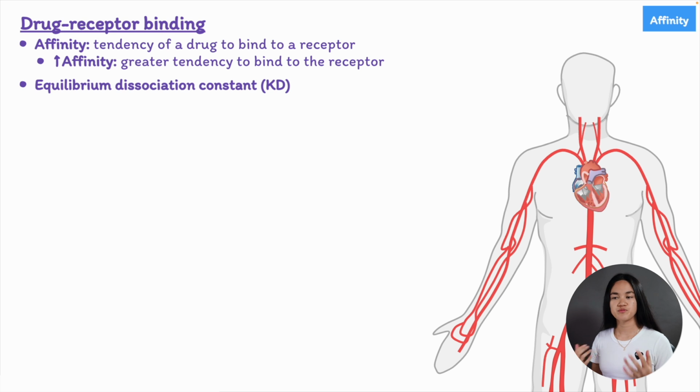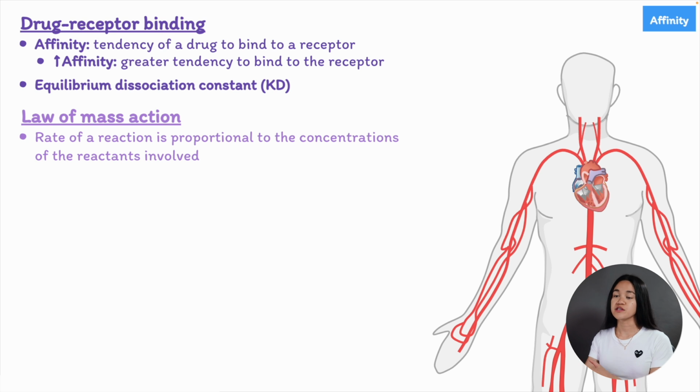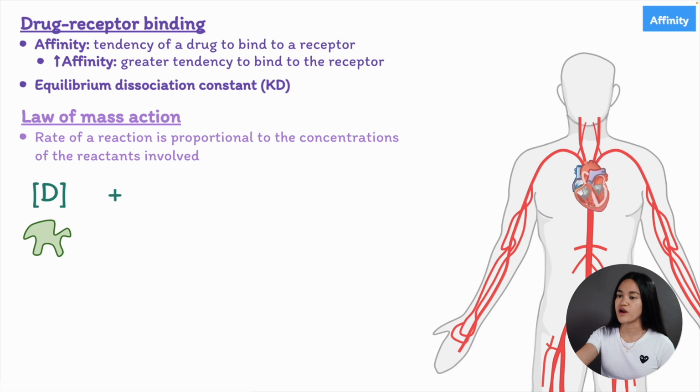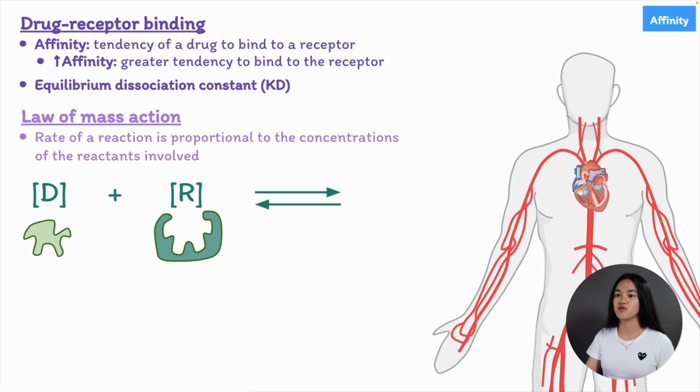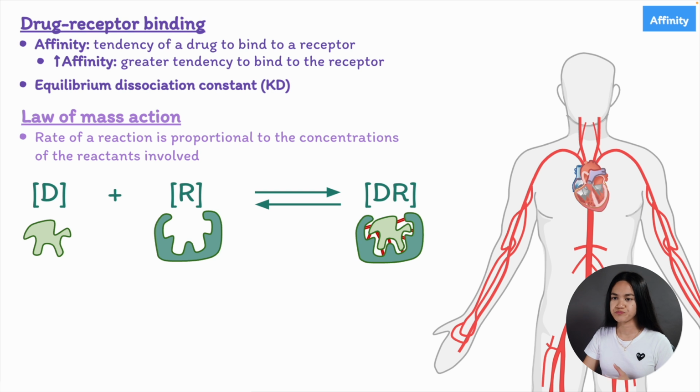This is really important. This binding process follows a principle called the law of mass action, which you may have come across before, okay? The law of mass action states that the rate of a reaction is proportional to the concentrations of the reactants involved. So, in other words, changes in the concentration of any component in the reaction will affect the rate at which the reaction progresses and where equilibrium is reached.